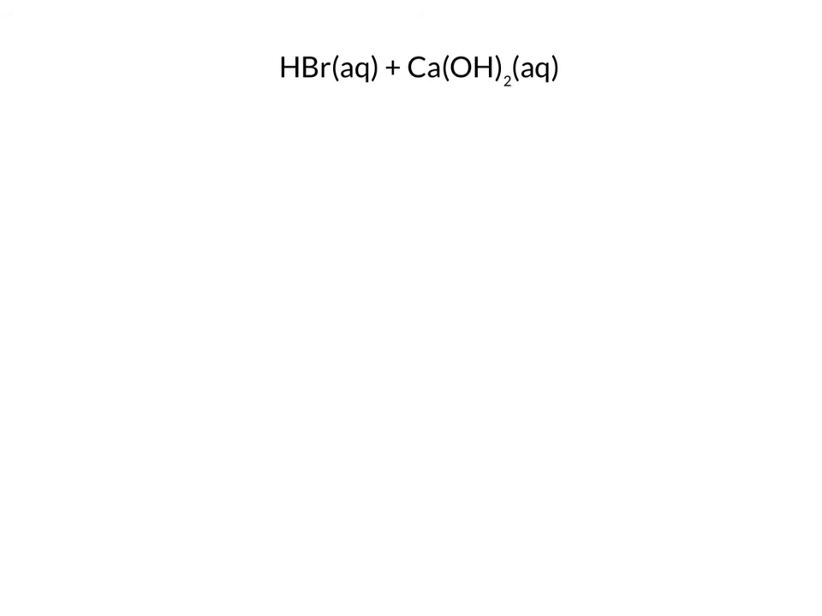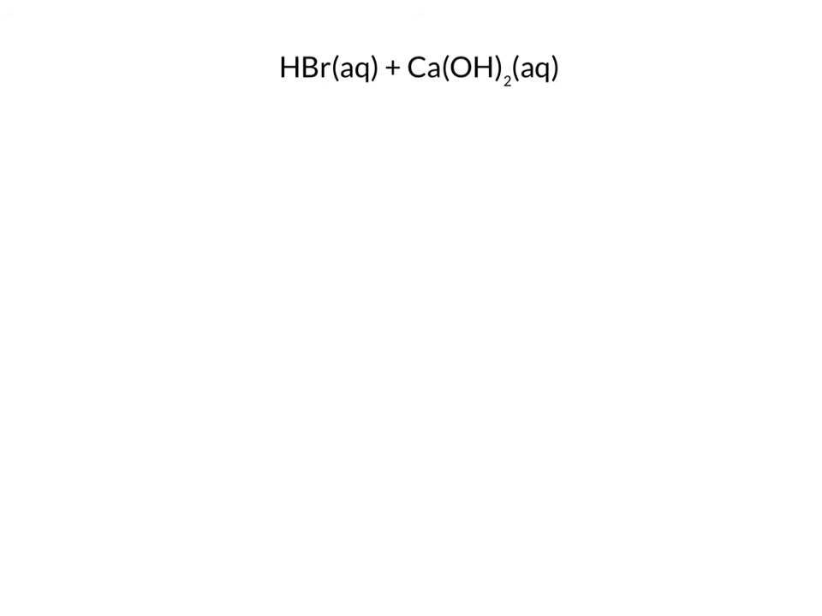Okay, next we're going to look at a reaction between hydrobromic acid and calcium hydroxide. So this is actually an acid-base reaction because we have an acid reacting with a base, instead of what we've been looking at, which are ionic compounds reacting, doing precipitation reactions. But to predict the products of an acid-base neutralization, we go through the same steps.